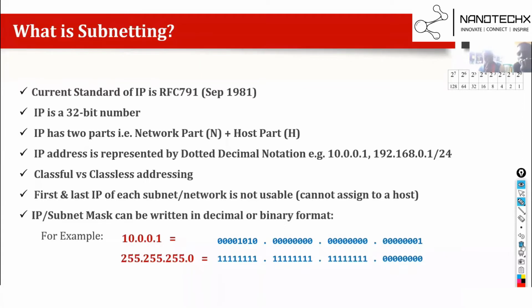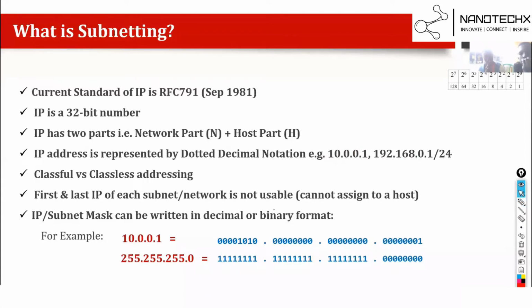Now, an IP address is represented by dotted decimal notation, like 10.0.0.1 or 192.168, something like that. But actually these numbers are binary numbers, as you can see. I just showed you an example. Then there are two types of addressing, classful and classless, right? So let me go quickly to that page of classes.